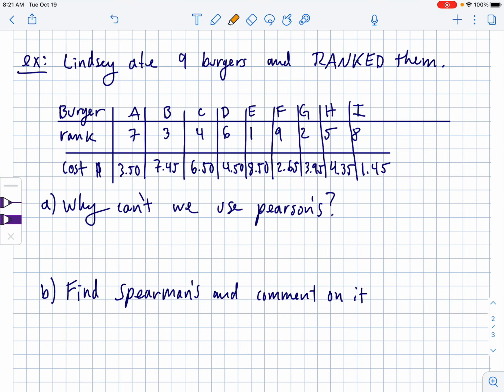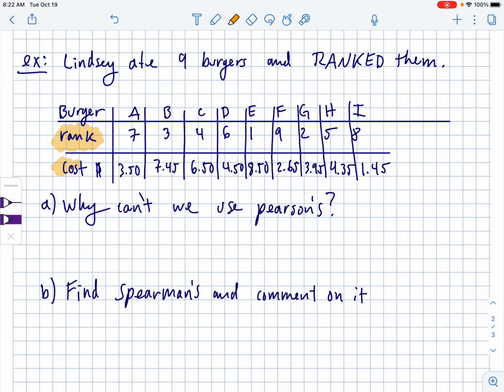I'm going to do one more example of Spearman's rank correlation for you guys. This one says that Lindsay went out to try a bunch of burgers in Portland. So she hit up all the best burger spots, and she ate 9 burgers. So she just called the burgers A, B, C, D, E, F, G, H, I. But then she ranked them. She said, like, okay, burger E was number 1, and then the second best one was G, and then the third best was B. So they're already ranked.